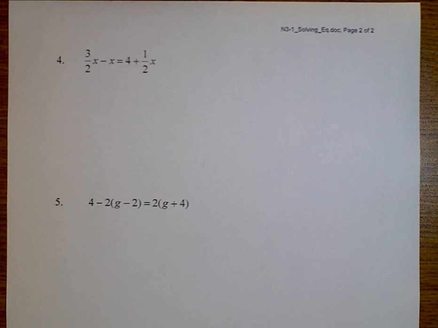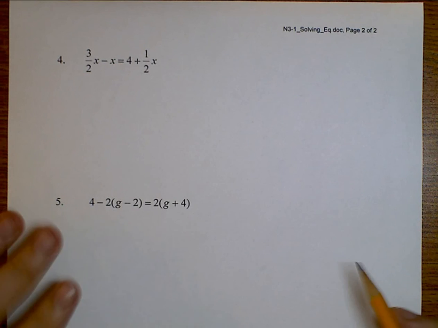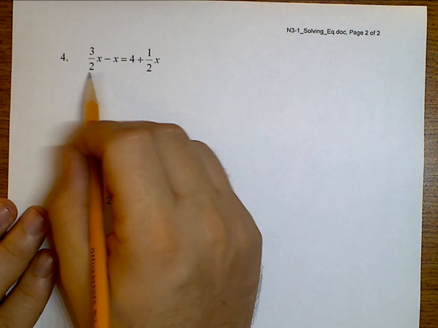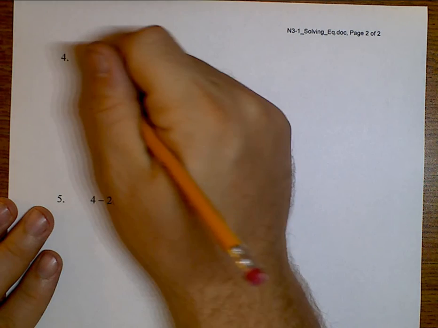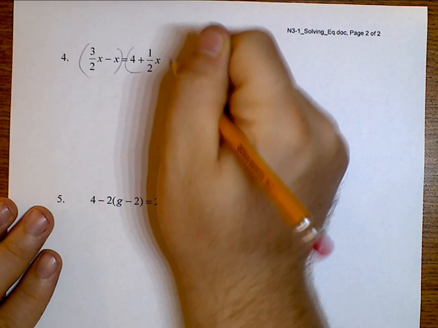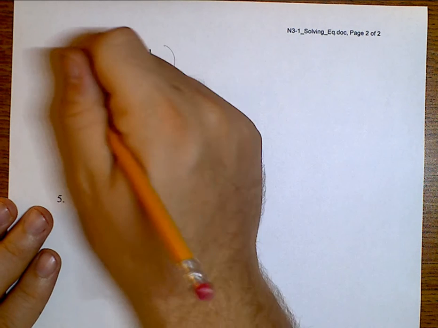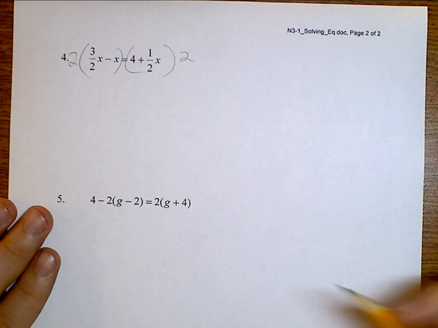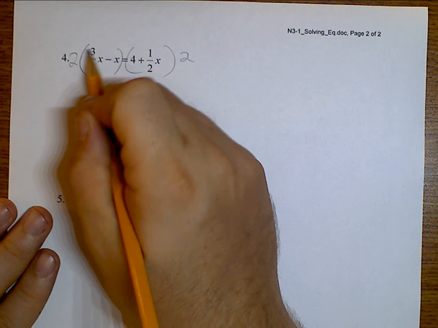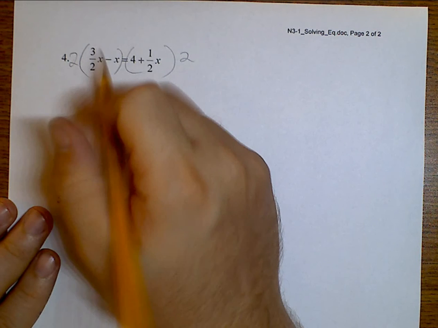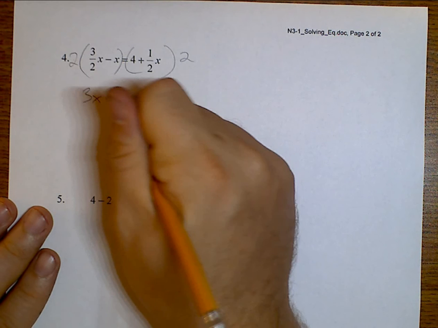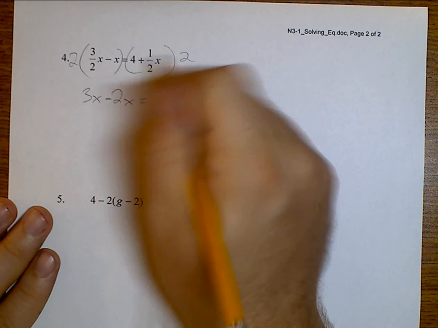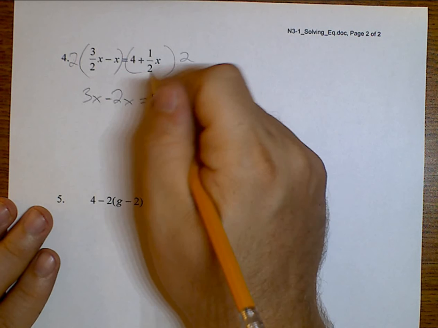Example number 4. Now I'm looking at this and I'm going, I have fractions and I don't like fractions. So what I'm going to do is I'm going to eliminate the fractions by multiplying everything by 2. So 2 times 3 over 2 is 6 over 2, which is just 3x. Minus 2 times x is 2x. Equals 2 times 4 is 8. Plus 1/2 times 2 is 1x.